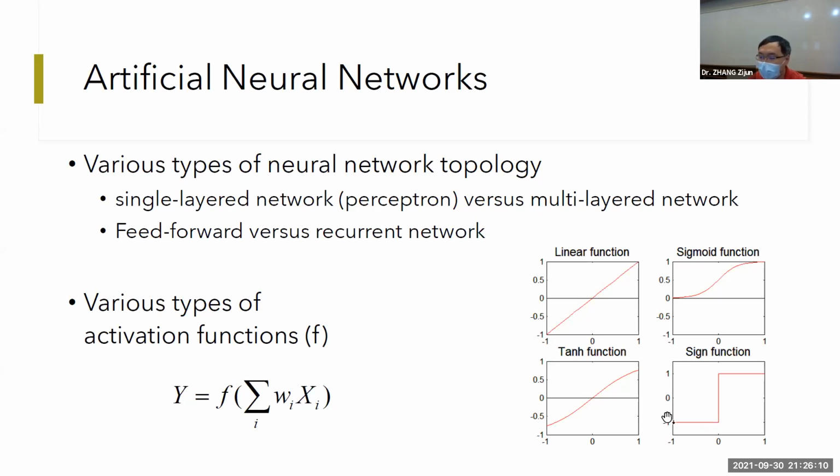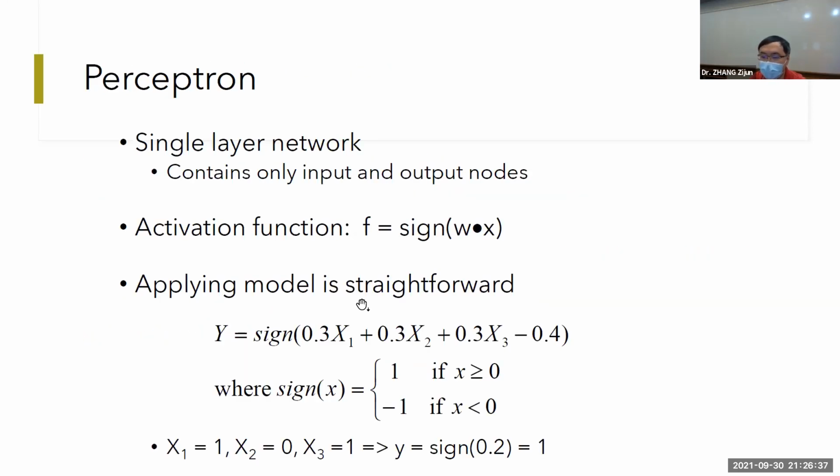To facilitate the computation, usually in one neural network, we consider applying the same activation function to all the neurons. But there's also a special case where we can customize each neuron with a particular activation function. But that will hugely increase the computational cost.